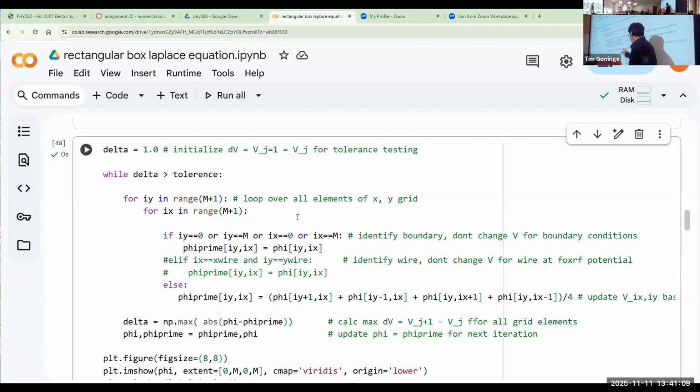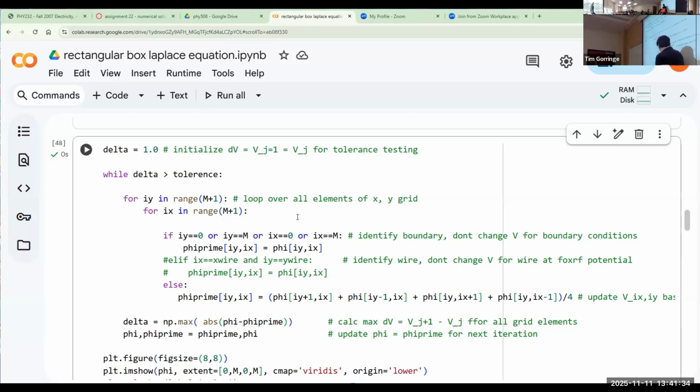Here's the neighbor above, here's the neighbor below, here's the neighbor to the right, here's the neighbor to the left, and just average them. That's all there is to it. Now, coming out of this if-else statement, I'm building up by sweeping through the grid, building up from the old potential to the new potential.